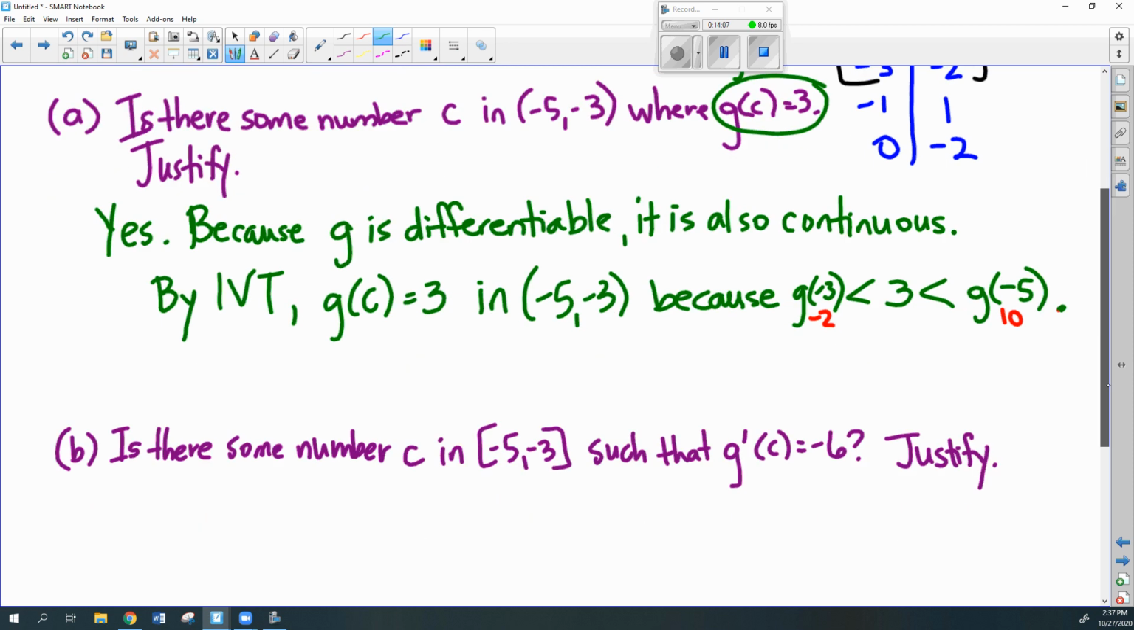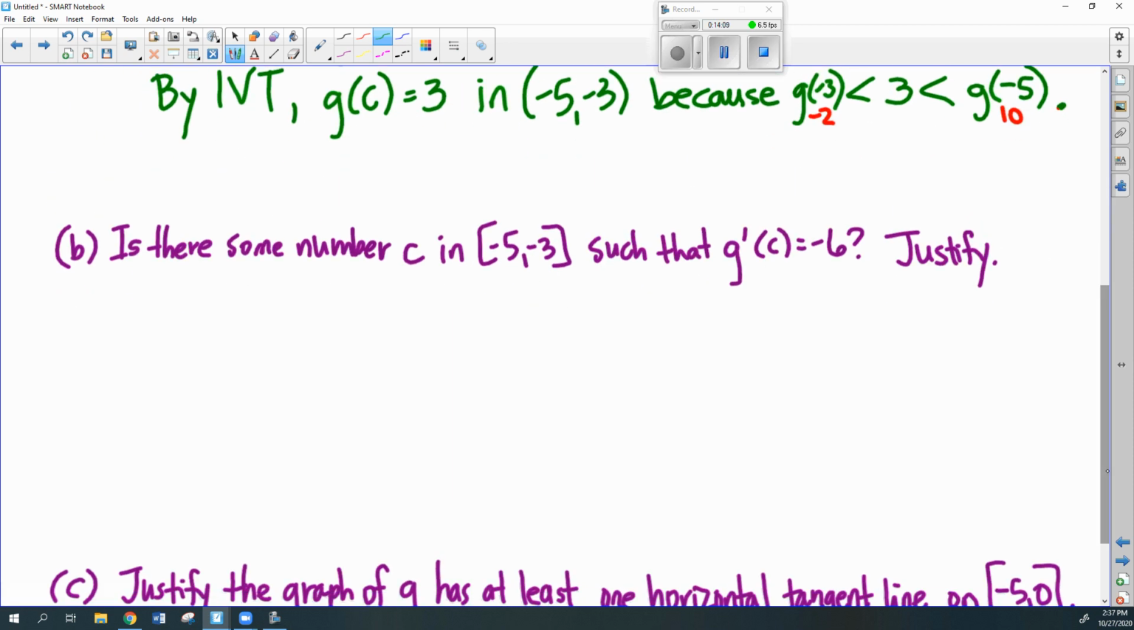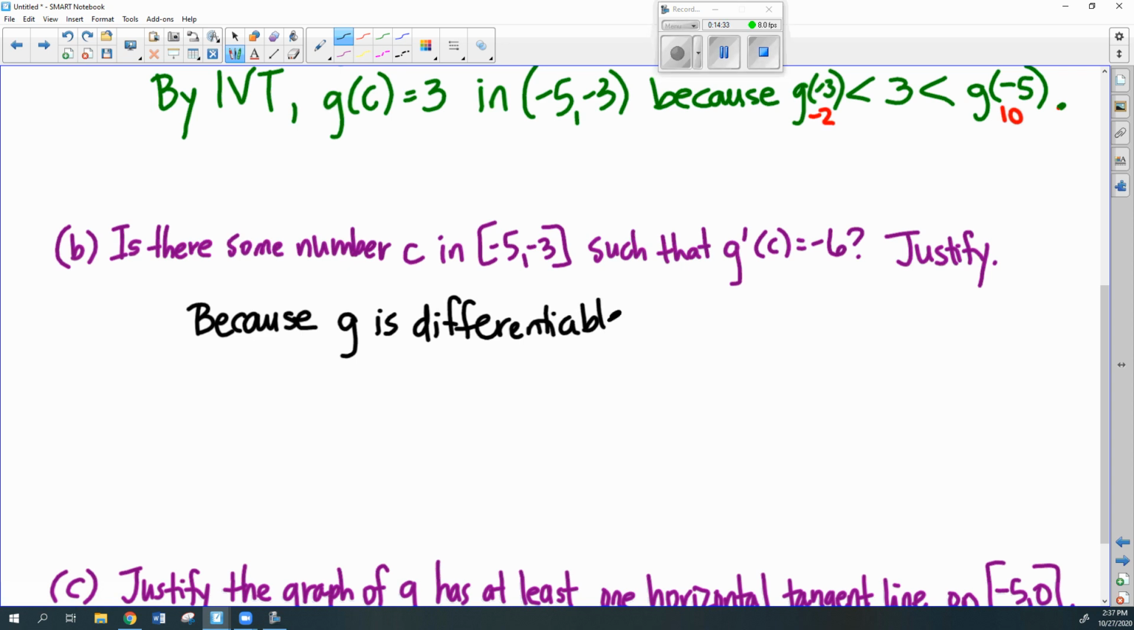Again, we might leave some space for the yes or no, and go ahead and start some of our justification. So because, and again, you have to pretend this is not related to the last problem, you have to restate: because g is differentiable, it is also continuous.